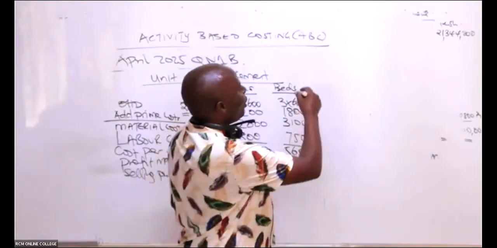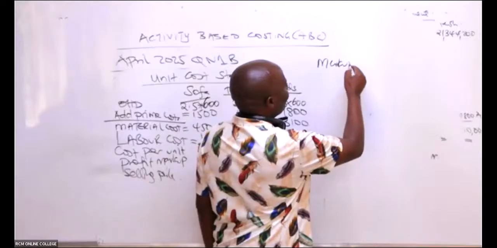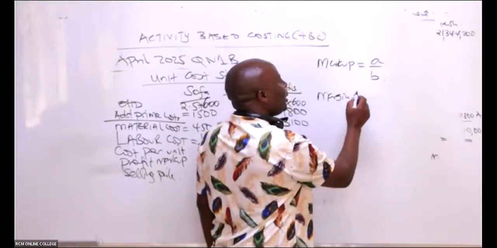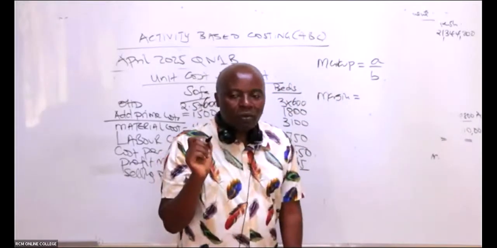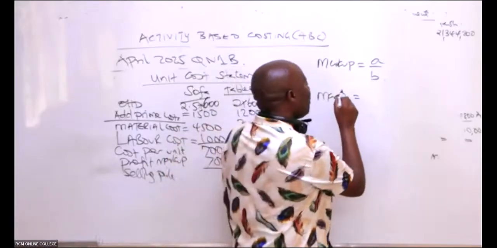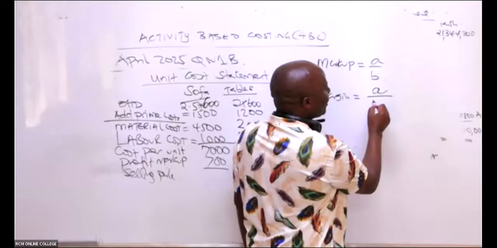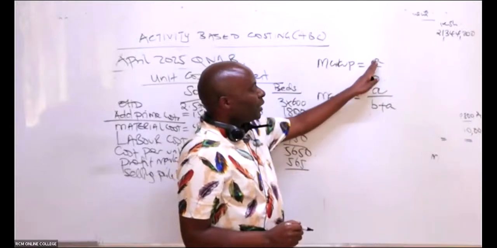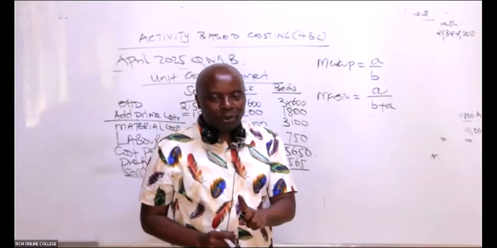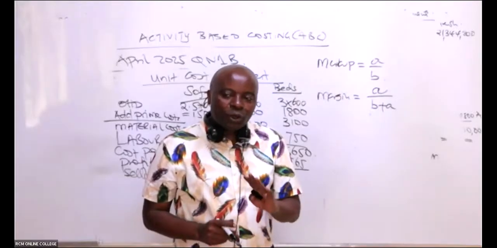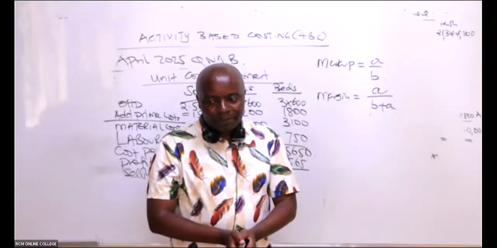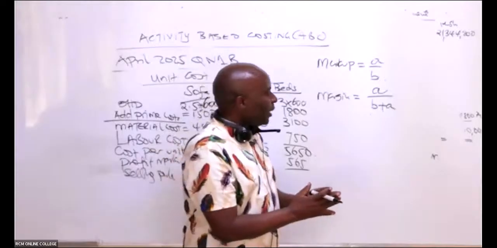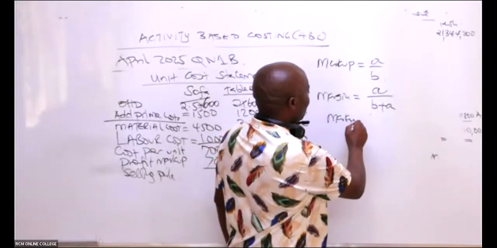Please listen. Whenever you are given markup as A over B, and you want to get margin, margin has a bigger base. So anytime you want to get margin, you should talk of A over B plus what here, somebody? A. The upper part will always be the same regardless of whether you're talking of markup or margin. But margin always has a bigger base. So whenever you're going to the margin, always increase the base.